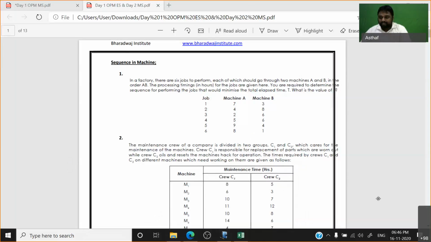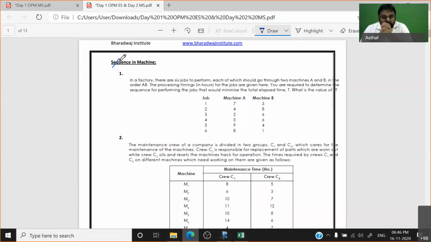So now we will start with another topic, sequencing. Very interesting area. What is sequencing all about? Here it tells the order of the machine.